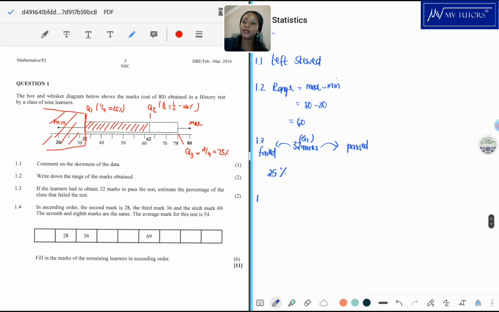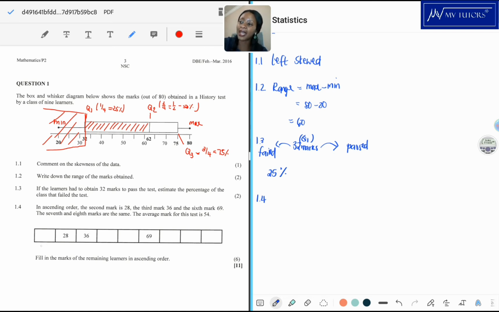All right, and then 1.4. In ascending order, the second mark is 28. The third mark, 36. The sixth mark, 69. The seventh and the eighth marks are the same. The average mark for this test is 54. So now we must fill in the marks of the remaining learners in ascending order.